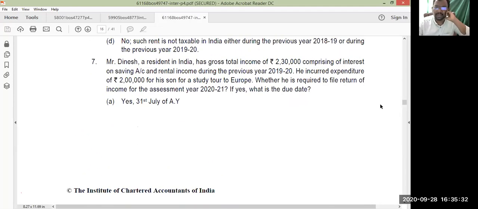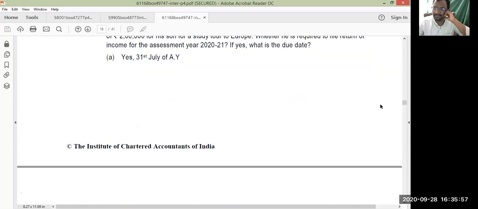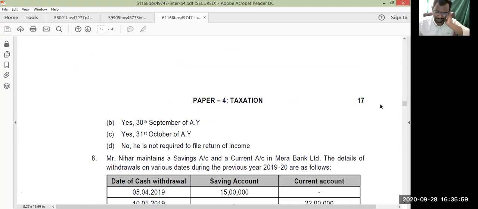Mr. Dinesh, a resident in India, has a gross total income of 2,30,000, comprising of interest on savings account. He incurred expenditure of 2 lakhs for his son for his study tour to Europe. Whether he is required to file any return of income for the assessment year 2021, answer is absolutely no. He is not required to file any return of income. Answer is D.